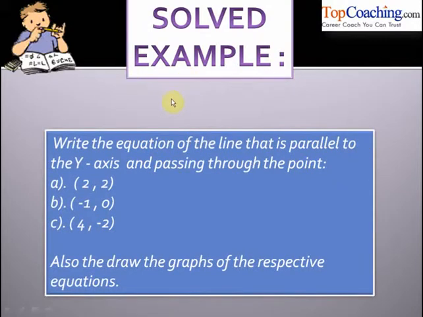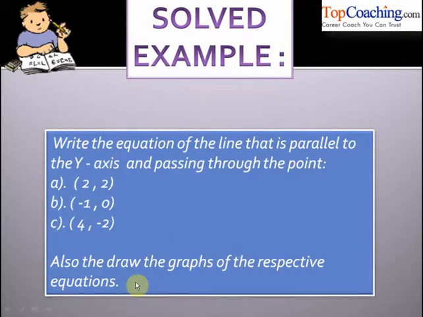Let's try to solve one more example. Write the equation of the line that is parallel to the y-axis and is passing through the point. First is (2, 2), second is (-1, 0), and the third is (4, -2). Also draw the graphs of the respective equations.